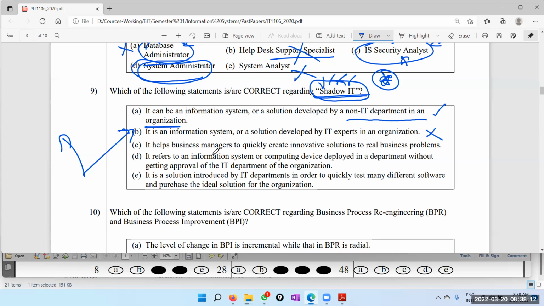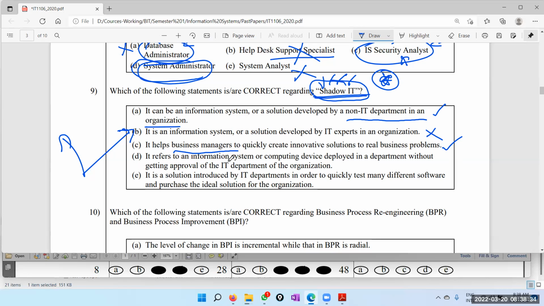It helps business managers to quickly create innovative solutions to real business problems. So it says business managers. If it is business managers that come up with some solutions, maybe small scale solutions, then it is shadow IT, right? Because it's not IT people.